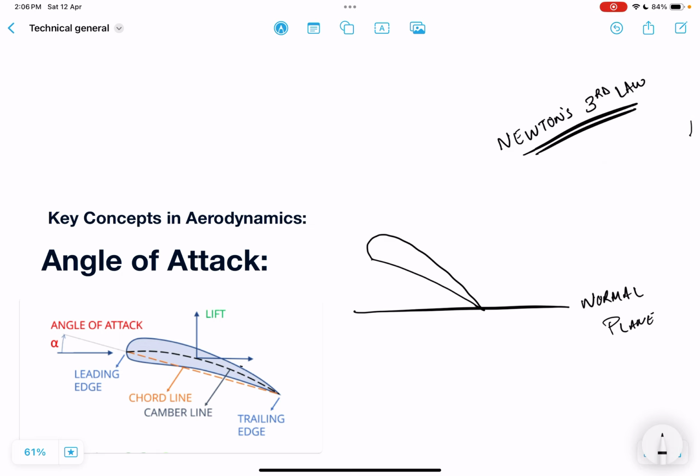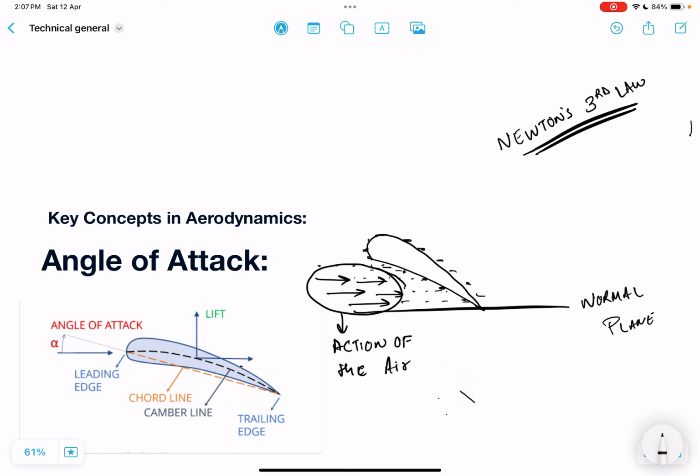Newton's third law. Now this is your air. The air is going to come and hit the aircraft from underneath, and it's going to create a pressure point on all of the aerofoil of the aircraft in this wing section. Now let's consider this as the action of the air. What is going to be the reaction if this is the action? Obviously it's going to be like this.